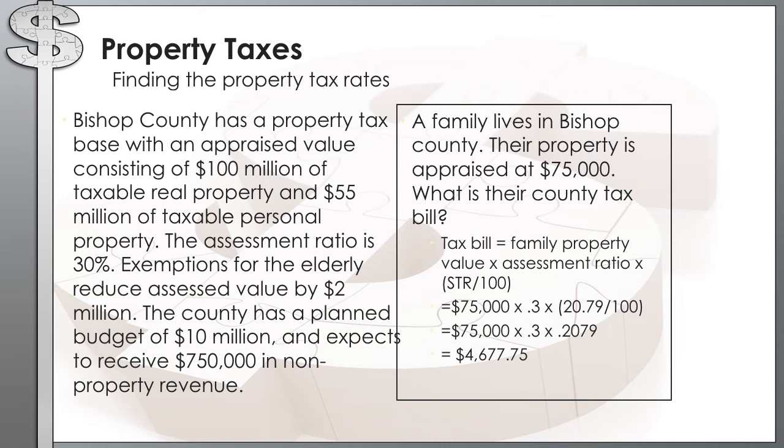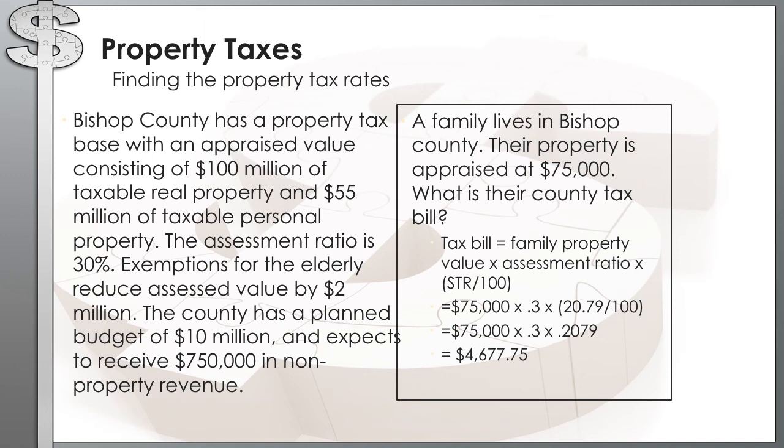So a family lives in Bishop County. Their property is appraised at $75,000. So what is their county tax bill? So the tax bill basically is going to equal the family property value times the assessment ratio times that statutory tax rate, or times the millage rate. Okay, so we're going to take the $75,000 times the 30% times the $20.79 divided by 100, or multiply all that times 0.2079, and that gives you a tax bill of $4,677.